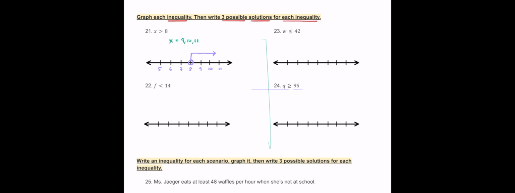Okay. I don't know what's going on over there. I'm just going to get rid of it. But these are just 3 of the possible solutions. Okay. Moving on here, for number 22, this says f is less than 14.